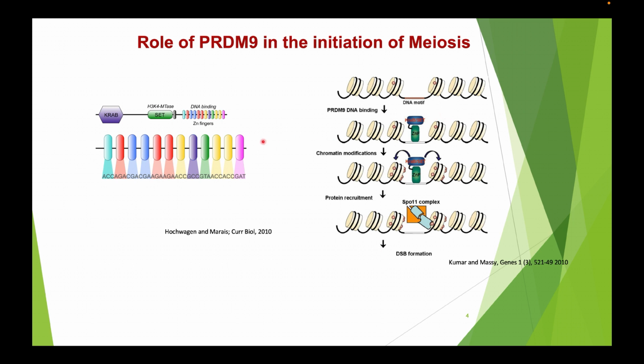PRDM9 binds to DNA through its zinc fingers at very specific sites, and trimethylates the histones of adjacent nucleosomes. Those trimethylation marks are recognized by the DSB machinery by a known mechanism, and SPO11 comes and creates DSBs there.